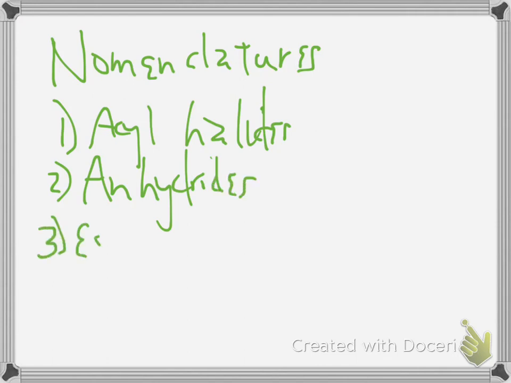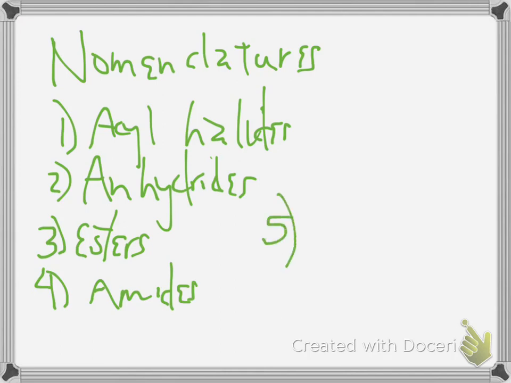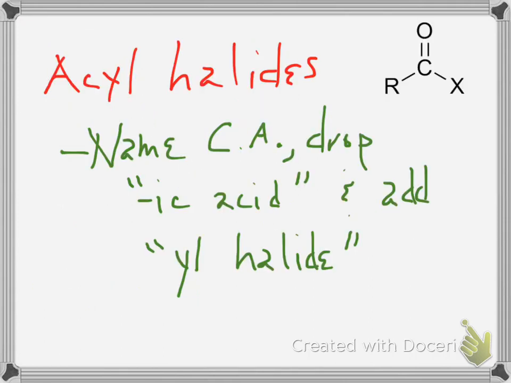The esters, amides, as well as the one that I feel is often overlooked, but it still is included in this chapter, and that's nitriles. So for each one of these, you're going to learn the various rules that's required according to IUPAC nomenclature on how to name these. So first up, we have the acyl halides.